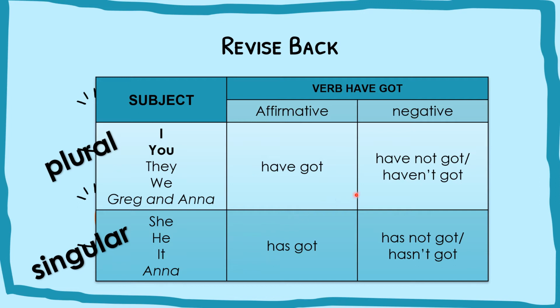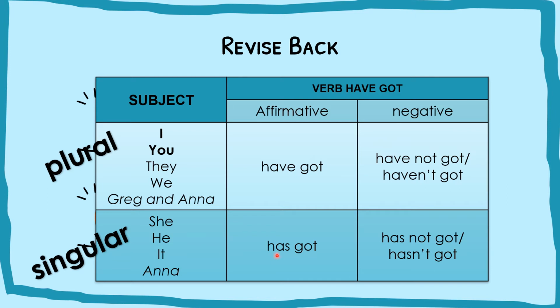It's the same formula when you use the negative form. For example, for the plural group, for the negative you just need to add not in the middle. It becomes have not got, or we can shorten the form: haven't got. That's the negative form.